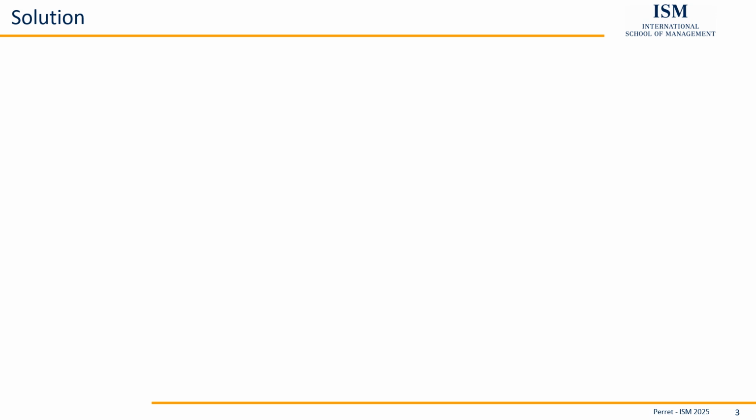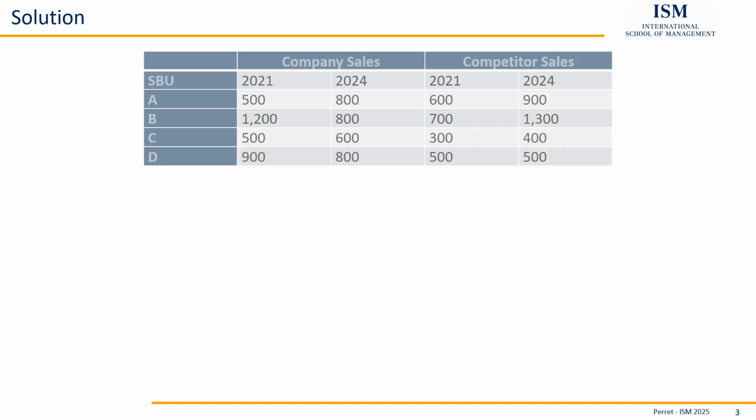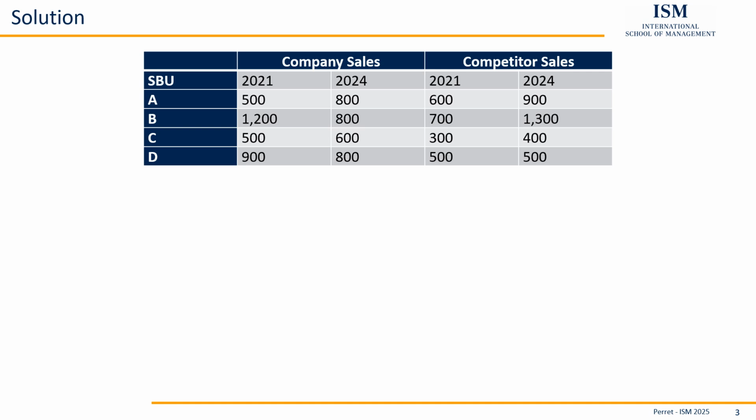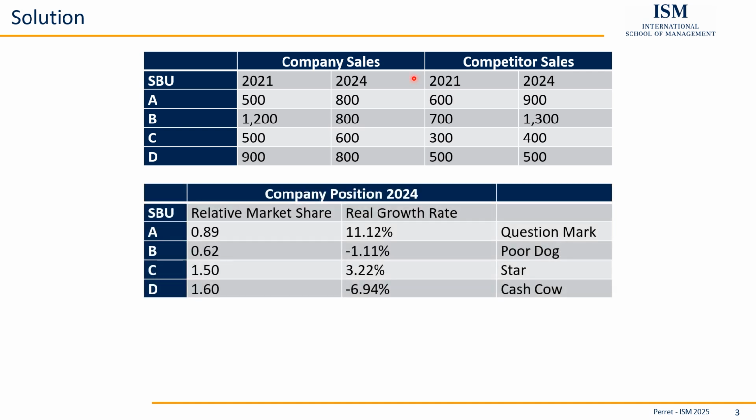To start with our analysis, or with the construction of this matrix, we first copy the data from the exercise text, and based on this data, we're going to calculate 2 statistics. We're going to calculate the relative market share and the real growth rate. Relative market share is relatively easy to do.